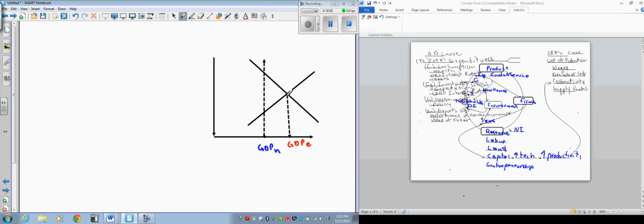We're either going to have to move the SRAS curve to the left or the AD curve to the left. Now, if you notice that we have inflation occurring, so what are we going to want to do? We're going to want to move the AD curve left. That's going to give downward pressure to our price levels. So price level is going to go down. And our GDP equilibrium is going to go towards GDP natural. We're going to go towards full employment.